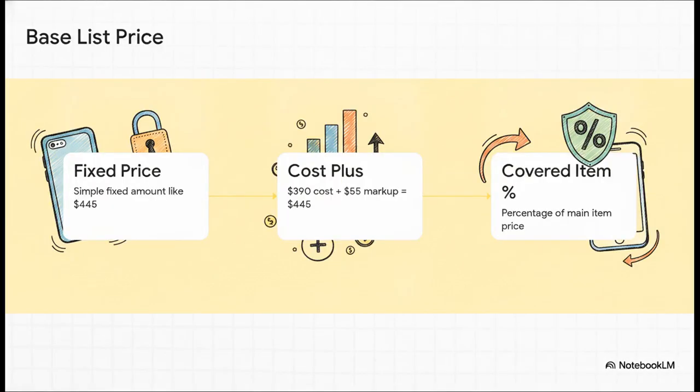So you might be wondering, how does Oracle actually calculate that base list price? Well, you generally have three methods. First up, you've got a simple fixed price, which is just like typing in $445 for that phone. Second is cost plus. Here, the system pulls real-time cost data, say your cost is $390, and it adds a defined markup, like $55, bringing us right back to that $445 base. Third is the covered item percentage. So if you sell a warranty that is 15% of the phone's price, the system calculates that dynamically on the fly. Three distinct paths, but they all lead to your base list price.